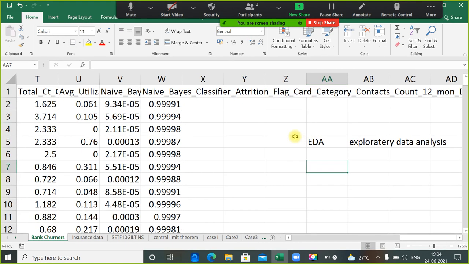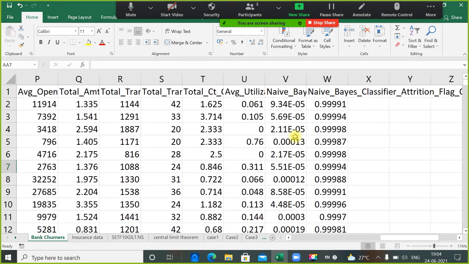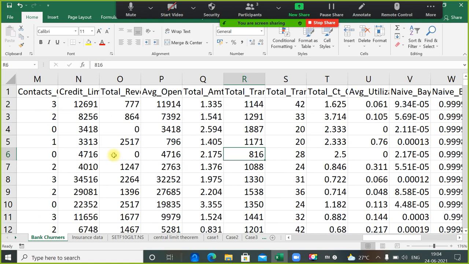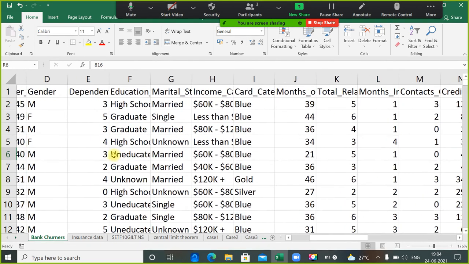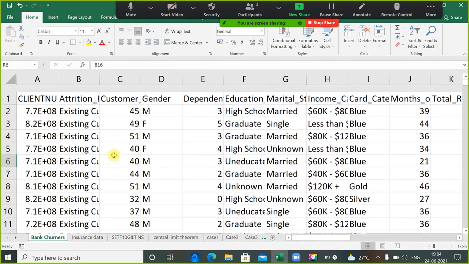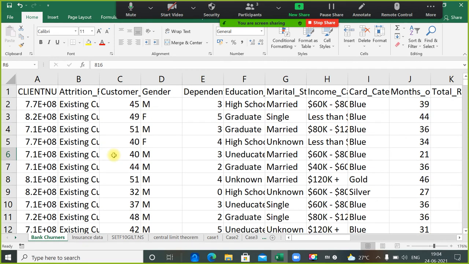Here, we have taken an example of bank churn data. The first example I have taken here is bank churn. You all work in the banking sector, so you may know that some of the customers are leaving the bank or closing their bank accounts. We are trying to understand what would be the reason for closing a bank account.